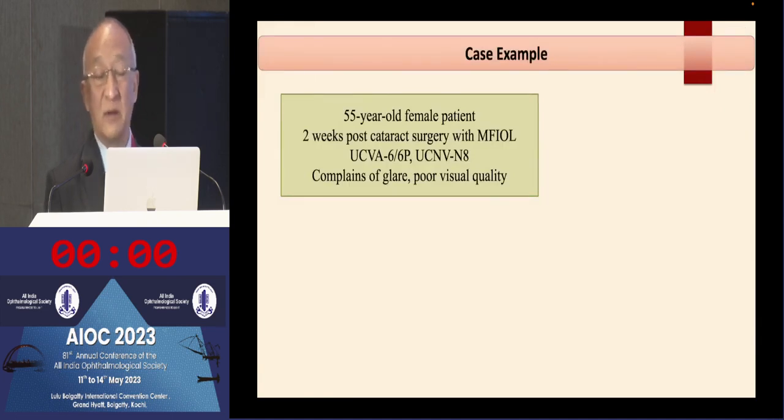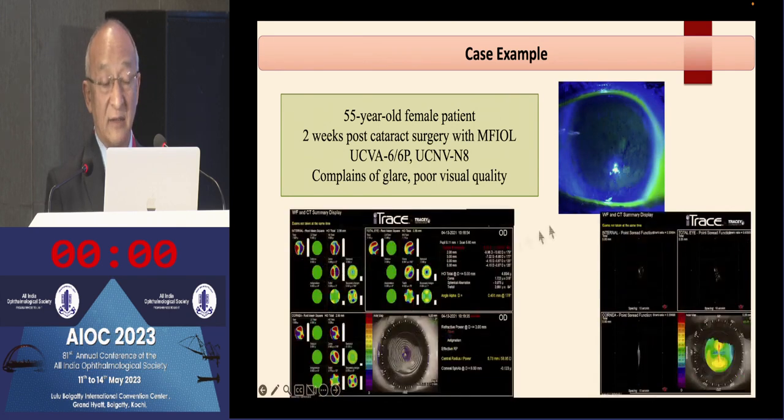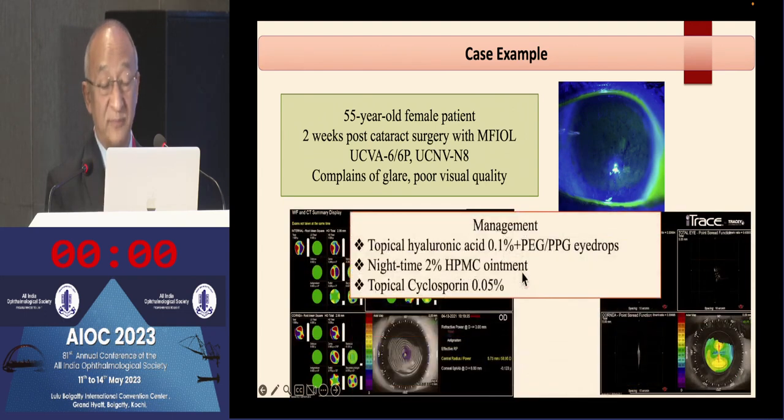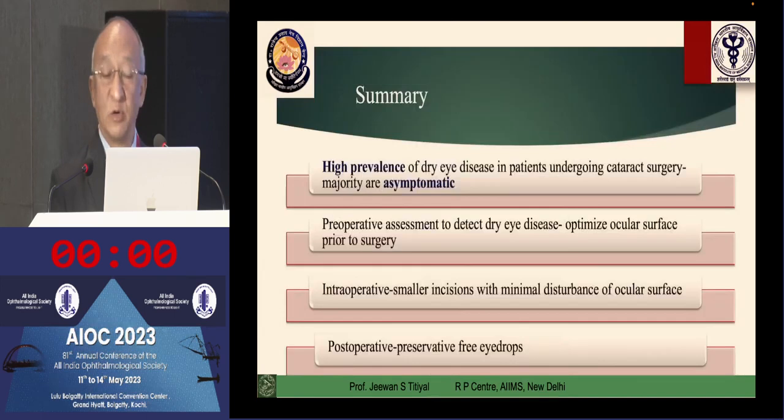This is one case example of one of my patients where I put multifocal IOLs. The patient was not happy with 6/6 and N8 vision, with poor quality. Now this is what the staining showed, a lot of punctate staining, and the wavefront aberration was huge in this patient. So we treated this patient as we described: artificial tears, especially sodium hyaluronate as one of the important combinations there, nighttime gel, and cyclosporin for 3 months. After 3 months, the patient improved significantly. So this is the significance: any patient who has symptoms, make sure you stain the cornea, stain the ocular surface, and rule out dry eye in these cases.